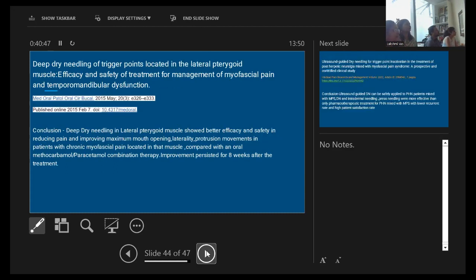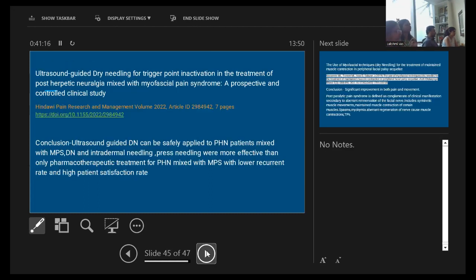There is a paper on deep dry needling of trigger points located in the lateral pterygoid muscle: efficacy and safety of treatment in management of myofascial pain and temporomandibular dysfunction. The deep dry needling in the lateral pterygoid muscle showed better efficacy and safety in reducing pain and improving maximum mouth opening, laterality, and protrusion movements in patients with chronic myofascial pain located in that muscle, compared with an oral treatment. And this improvement persisted for 8 weeks. That's what they had mentioned.